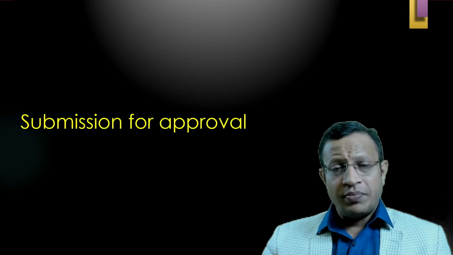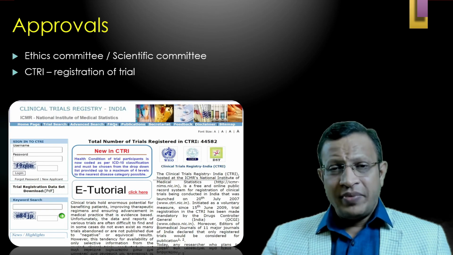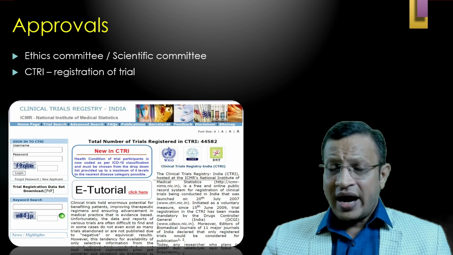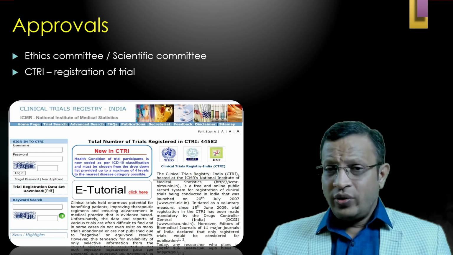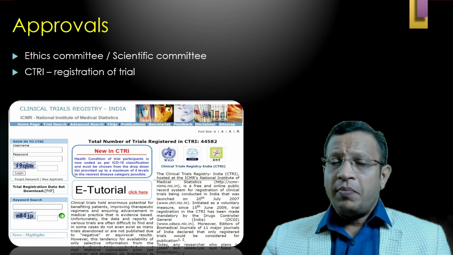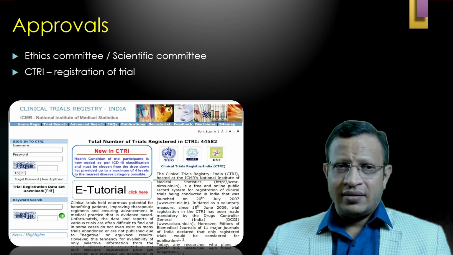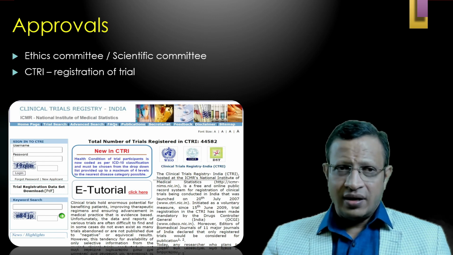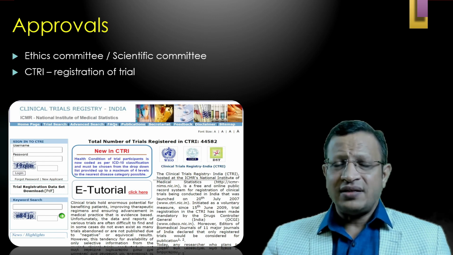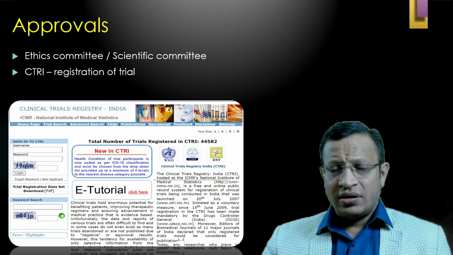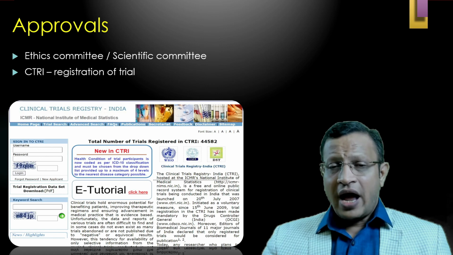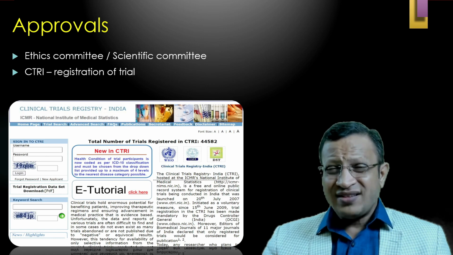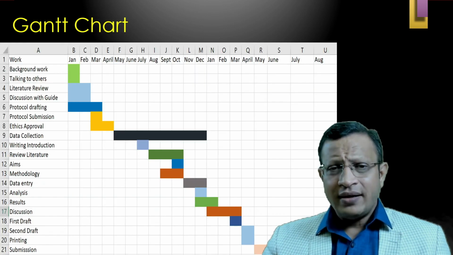And you will now submit for approval. You will be submitting for approval to the ethics committee, and sometimes there may be a separate scientific committee. And if you are doing a study and you are going to publish, please register in CTRI, that is the Clinical Trial Registry of India, where the National Institute of Medical Statistics of ICMR will register this protocol. So you register this, and when you are submitting for publication, they will ask for this number, and plan for how much time you are spending.